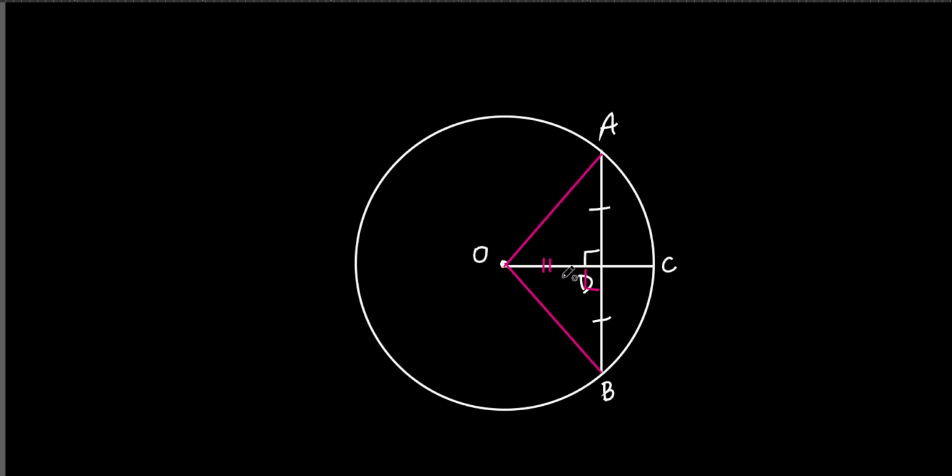So there's all kinds of reasons. You could go side, side, side. You could go side, angle, side. You could go, since you know this is equal to this because they're both the radius, you could say hypotenuse leg, couldn't you? Remember we did those? We haven't done those a whole lot. But there's a lot of reasons why this triangle and this triangle are congruent.